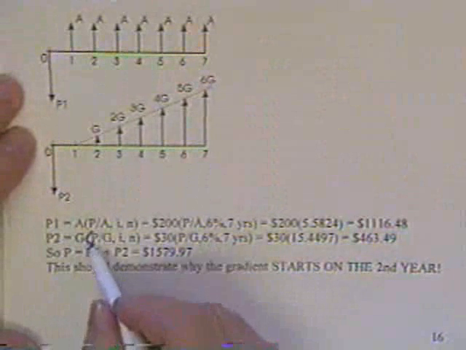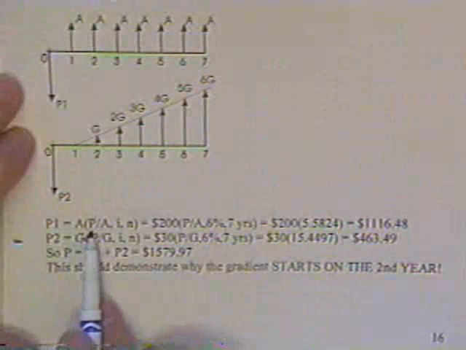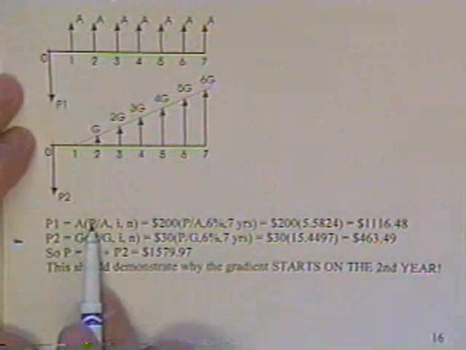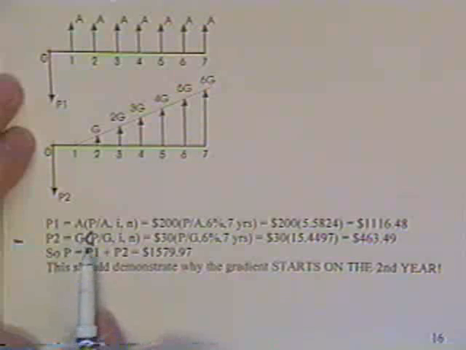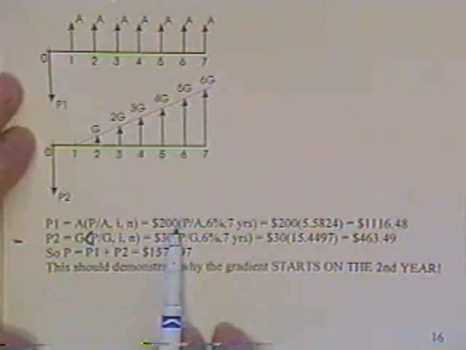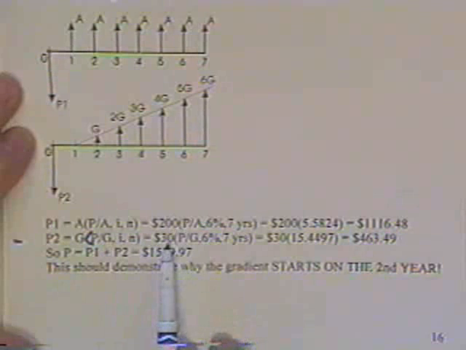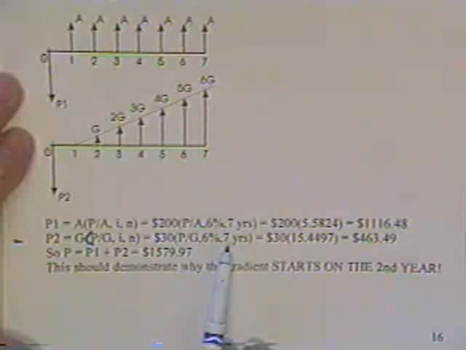So, P1 is A times P over A. That changes the annuity into the present value. P2 is G, the known gradient, times P over G. The annuity is $200 every year. The gradient is 30, 60, 90, 120 for 7 years.